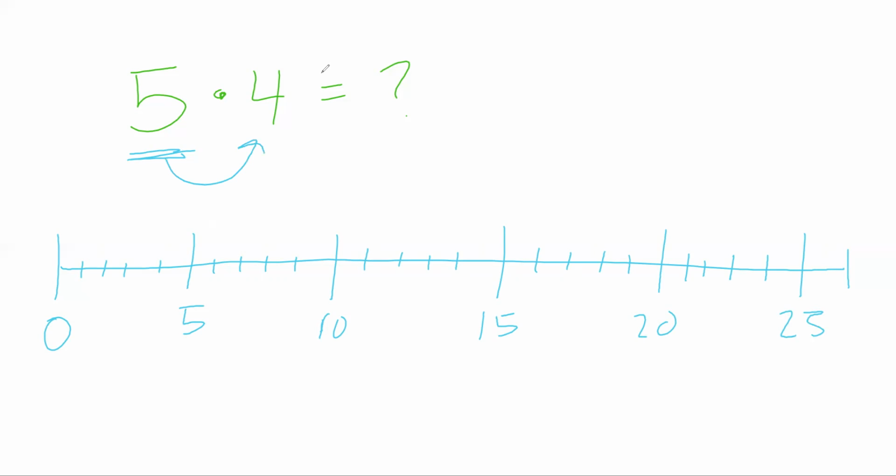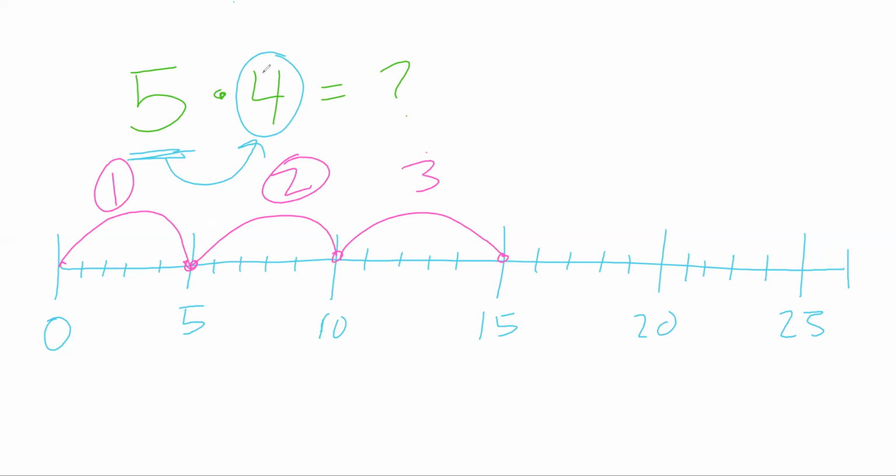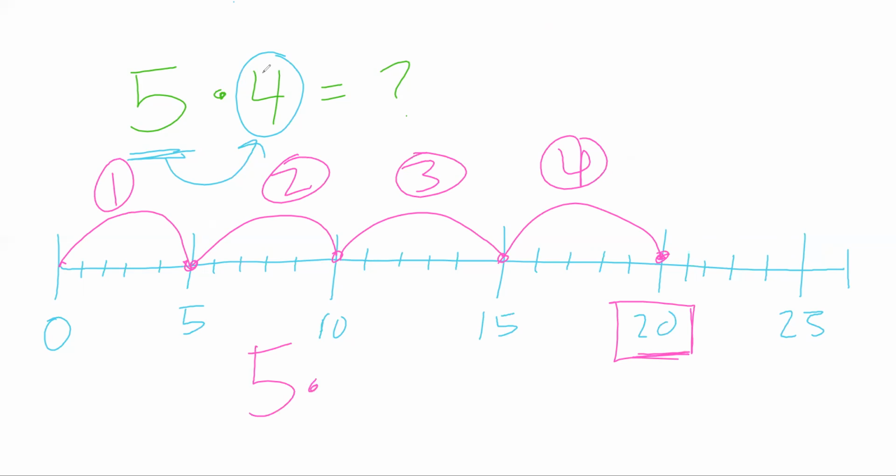Let's look at our second number. So we're going to jump 4 times. So let's do that in a different color. So there's 1 jump, 2 jumps, 3 jumps, 4 jumps, and that's all I needed was 4. So I just needed that 4th jump. And it looks like when we're all done, we landed right here on 20. So there I have it. 5 times 4 is equal to 20.